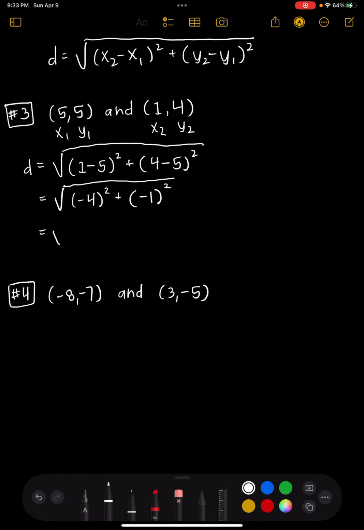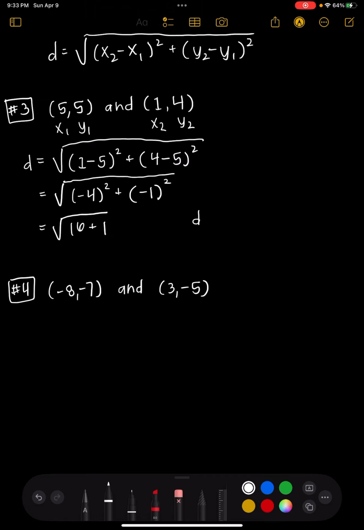So then we have 4 squared, which is 16. Negative 4 squared, which is also positive 16. And then plus negative 1 squared, which is 1. All right. And then we can just add those two things together. 16 plus 1 is 17. So my distance is equal to the square root of 17. I can't simplify the square root of 17. So my final answer is distance is equal to the square root of 17.